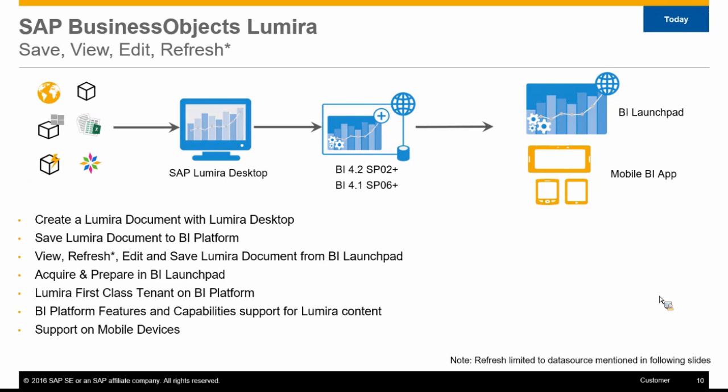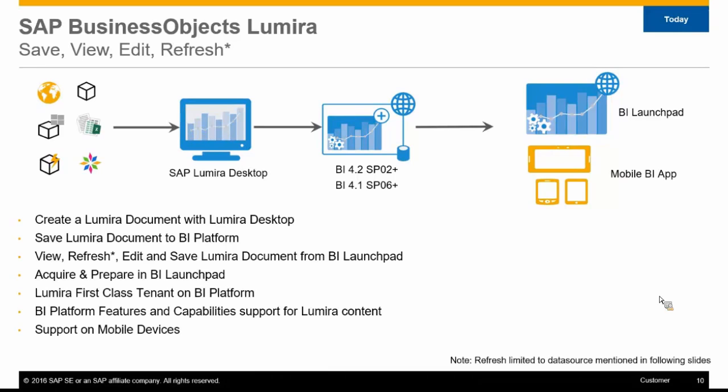Normally, this is how the workflow would be for a document that is created on different sources in Lumira Desktop. You would create a Lumira document and save it to BI platform. The versions that we support with the latest 1.31 are BI 4.6 and above, and BI 4.2 SP2 and above. We note that there is an update that we also now support SP3 with the 1.31.1 patch.